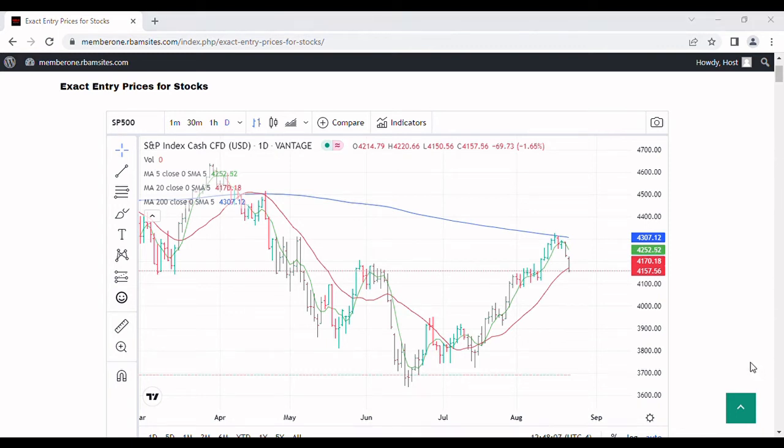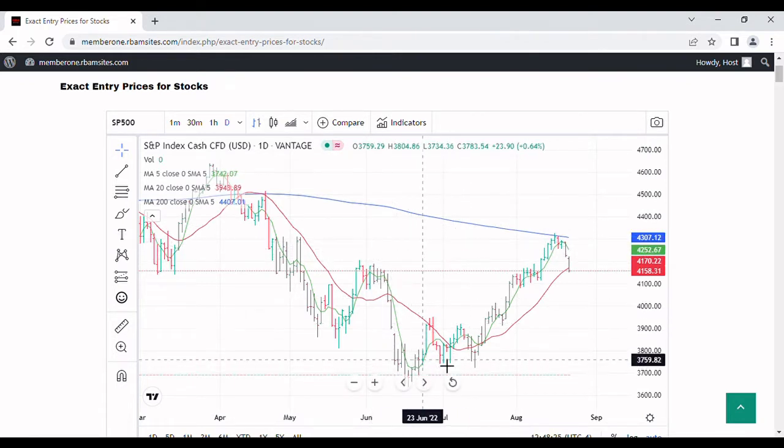We're going to do a brief video on the stock market, and we're going to compare very briefly technical analysis to algorithmic trading. We've got here on the screen a daily chart for the S&P 500, and we're going to use that to go over a little bit of basic technical analysis.